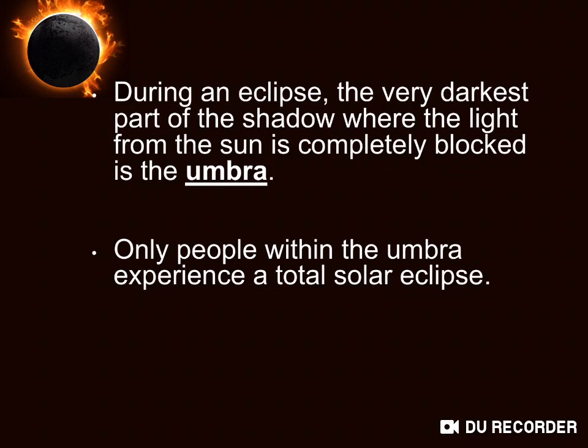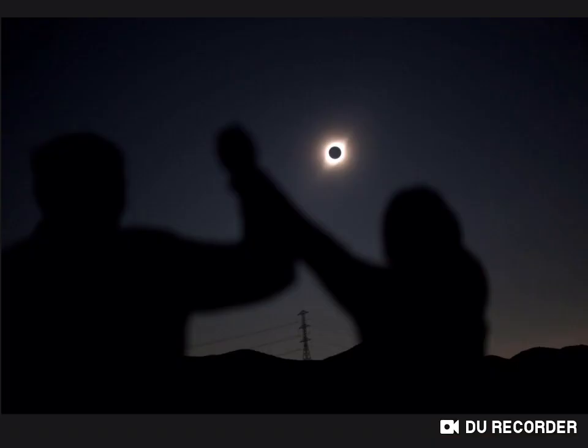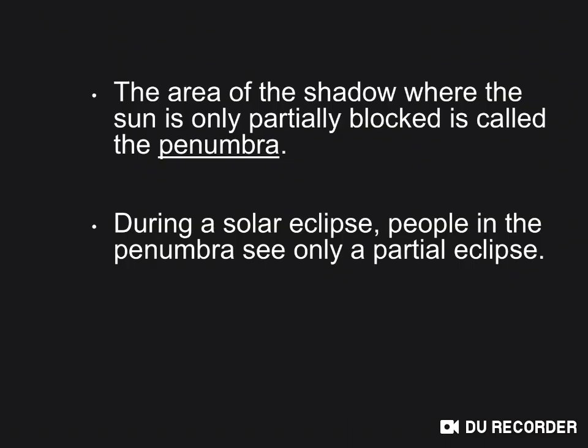During an eclipse, the very darkest part of the shadow, where the light from the sun is completely blocked, is the umbra. Only people within the umbra experience a total solar eclipse. This image shows complete obscurity during a day with an eclipse. The area of the shadow where the sun is only partially blocked is called the penumbra. During a solar eclipse, people in the penumbra see only a partial eclipse.